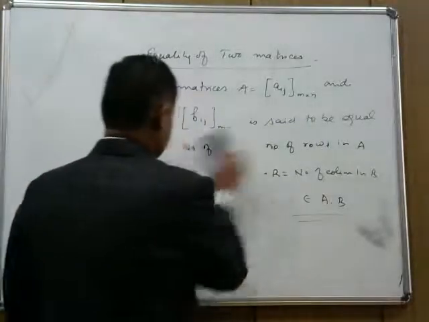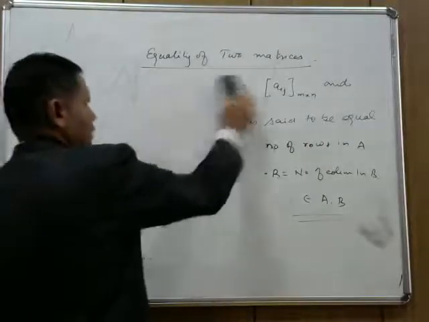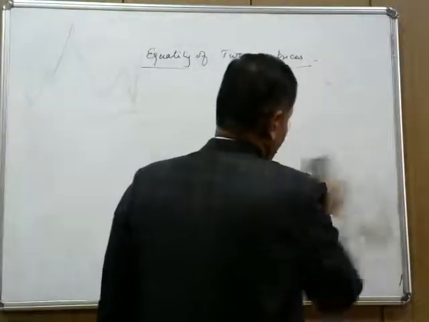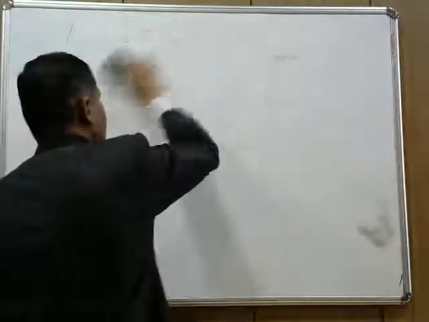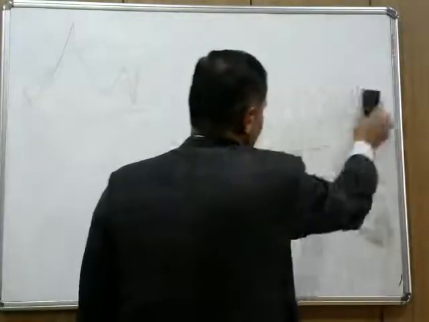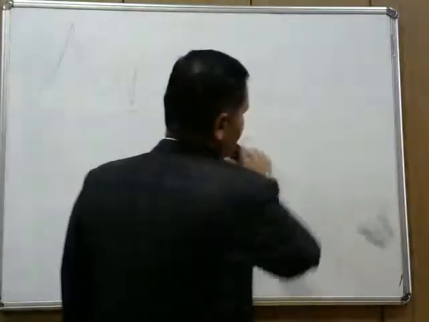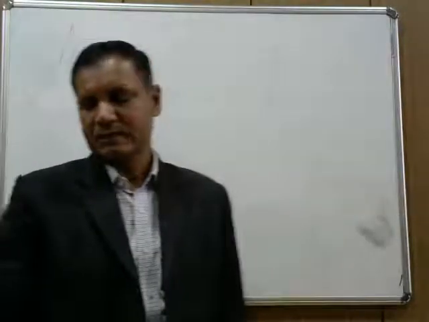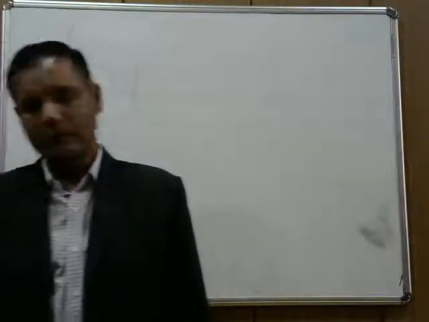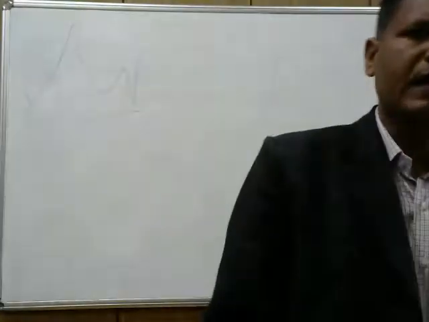So now I will talk about addition. Addition is only possible when the number of rows and columns of one matrix is equal to the number of rows and columns of the other matrix. Then only the corresponding elements can be added and subtracted. That means the order of the matrix must be the same. If the order is not the same, we cannot add it.